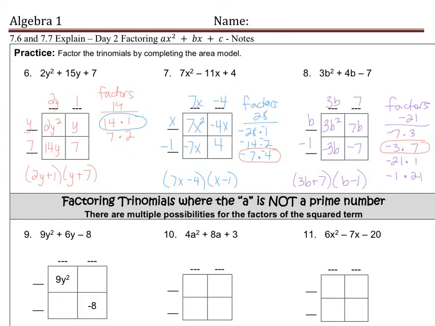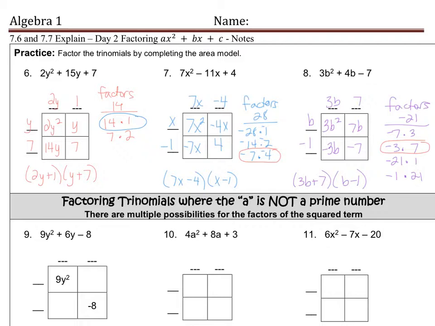One thing I want you to notice on these is I am having to actually start making a list of my factors because there are more options to try. The numbers tend to be a little bit bigger, and so I have found that if I make a list, it's a little bit easier for me to keep everything straight. So just check and make sure you got everything correct.